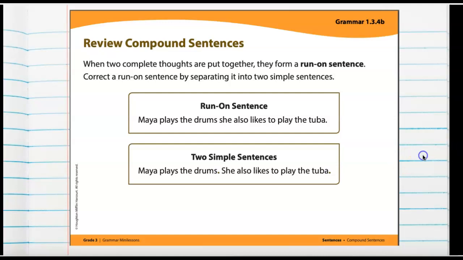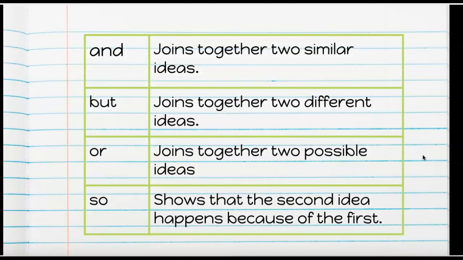These are the 4 conjunctions that we have been working with this week, and when to use them. So we would use and when we're joining together two similar ideas, two like ideas. We would use but when we're joining together two different ideas. We would use or when we join together two possible ideas. And we would use so if we were showing that the second idea happened because of the first. So, for example, it is raining outside, so I need to bring my umbrella. You need to bring your umbrella because it's raining.